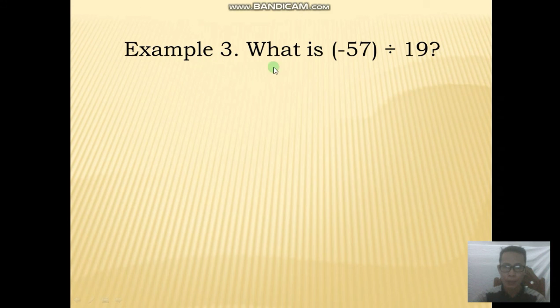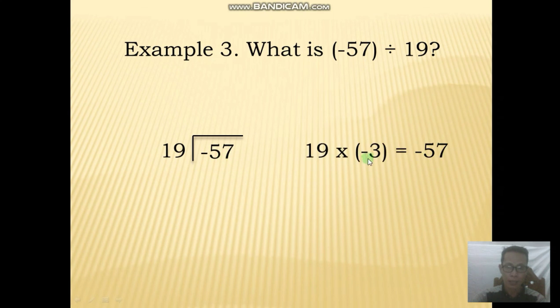Then, example number 3, what is negative 57 divided by 19? Still, we will apply the long division. This is the dividend and the divisor. Ilan ba yung 19 na nasa 57? Maghanap tayo ng numero na i-multiply natin sa 19 na para lalabas yung negative 57. And that is negative 3. So, 19 times negative 3 is equal to negative 57.